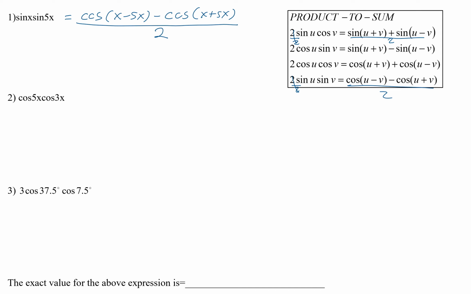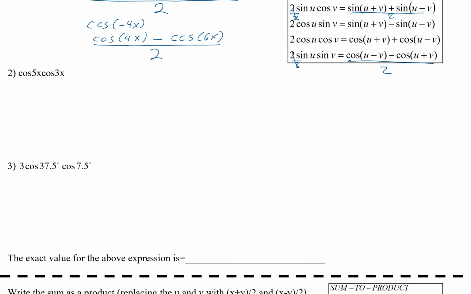Because what's x take away 5x? That will give us negative 4x. But this is an even function. So we end up with cosine of 4x minus cosine of 6x all over 2. So our sine x times sine 5x became cosine 4x minus cosine 6x divided by 2. These are truly very simple. It's just plug and play is all we're doing.